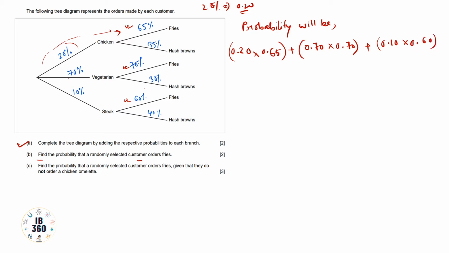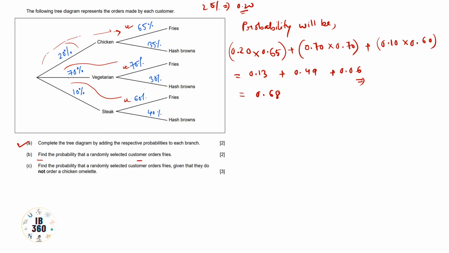0.60. That is 0.20, that is 20% of people ordered chicken omelette, and of them 65% ordered fries, the fried chicken omelette. So 0.20 into 0.65, here 0.70 into 0.70, and 0.10 into 0.60. Considering this branch, I have got this result. So from here, this is 0.13, plus this will be 0.49, and this will be 0.06. So the probability is 0.68. If you add all these three numbers, this will be 0.68.